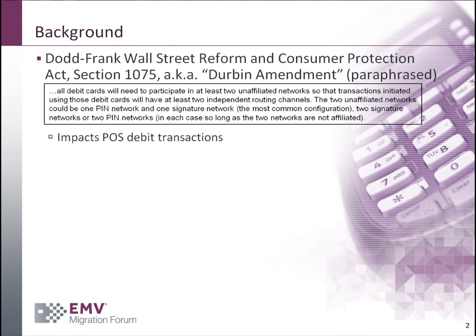By now, most people involved in the U.S. payments industry are aware that the Durbin Amendment to the Dodd-Frank Wall Street Reform and Consumer Protection Act had an impact to the routing of POS debit transactions. As you can see on the slide, the Durbin Amendment requires that there must be a choice between at least two unaffiliated networks when routing POS debit transactions.